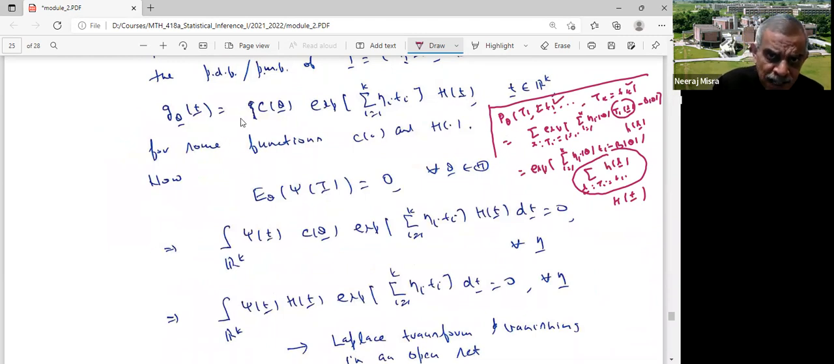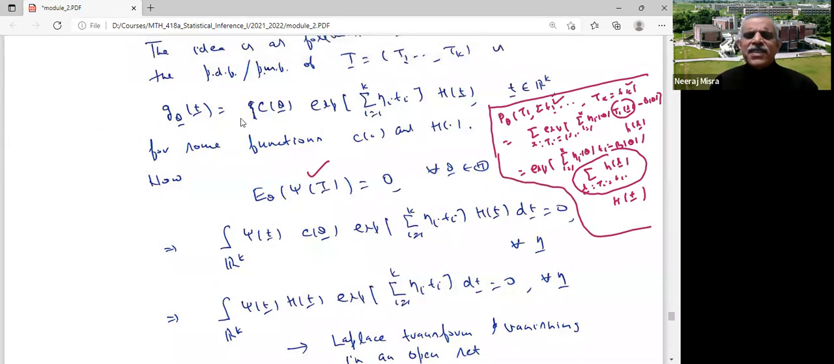Now I take the expected value of some function of psi of t to be 0. It says the integral over the summation of psi(t) times t, theta, exponential of summation eta_i T_i, h(t) dt is equal to 0. Note that here I have given a proof for the discrete case. For the continuous case, one can construct a similar proof, of course, with much more sophisticated arguments. So in the discrete case, it would be a sum in place of this integral.